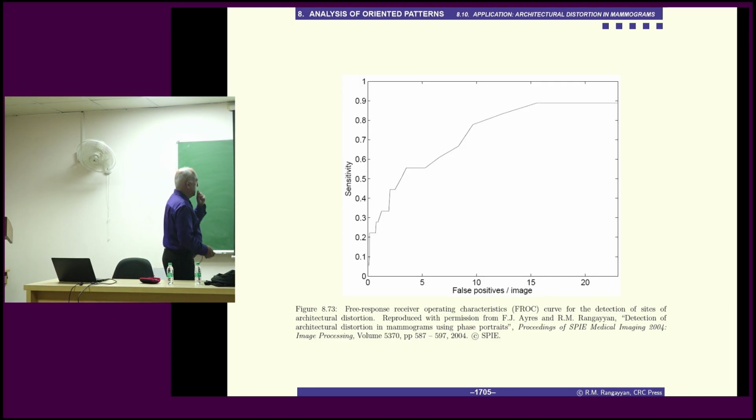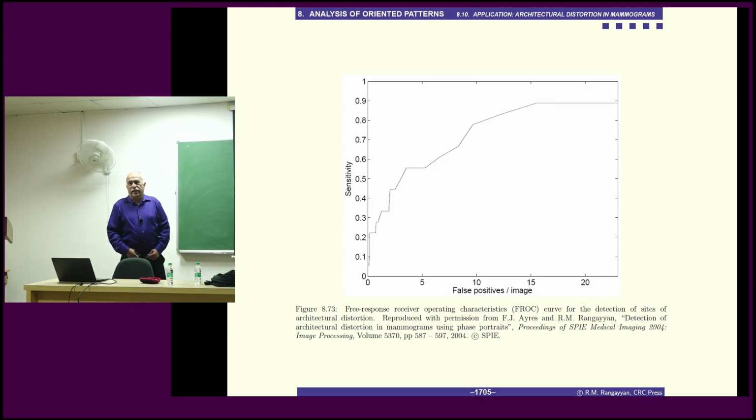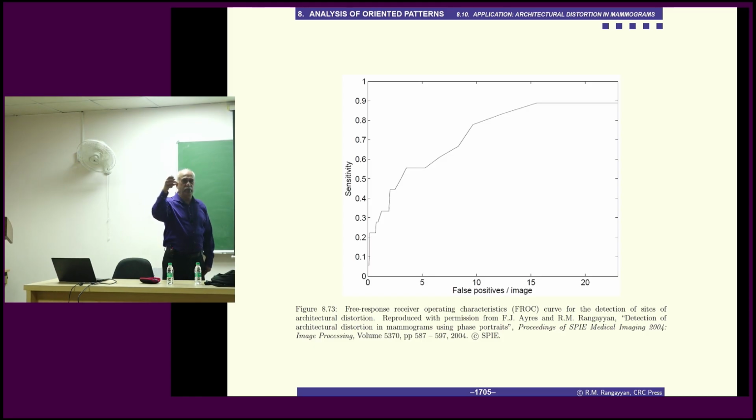So there is a technique known as free response receiver operating characteristics, like ROC analysis. But this is free response, which says, what is your sensitivity of detection of these points you want to detect in your database versus false positives? How many false positives will you put up to achieve that sensitivity? So by varying the cut point of some parameter, you can modify the sensitivity.